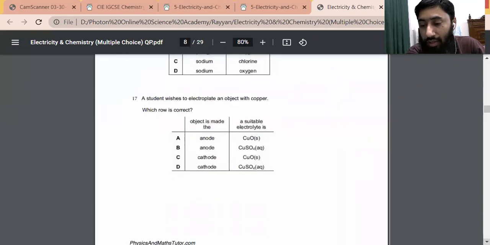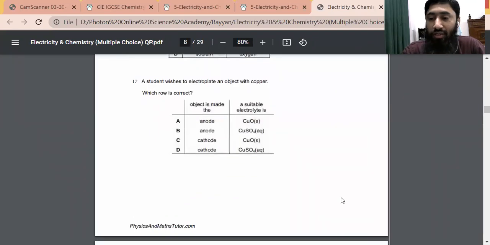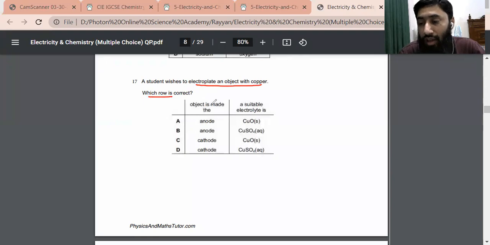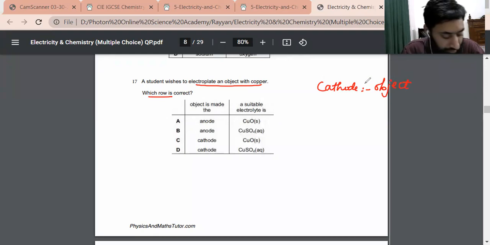After 16, the next multiple choice question is 17. A student wishes to electroplate an object with copper. Which row is correct? The object which the student wishes to electroplate, we must make that object the cathode. Cathode should be made of the object which we want to electroplate. The suitable electrolyte should be copper sulfate. So option D is correct in that case.